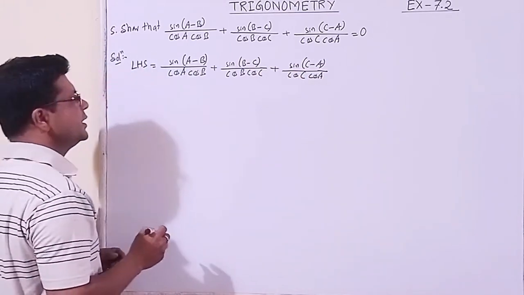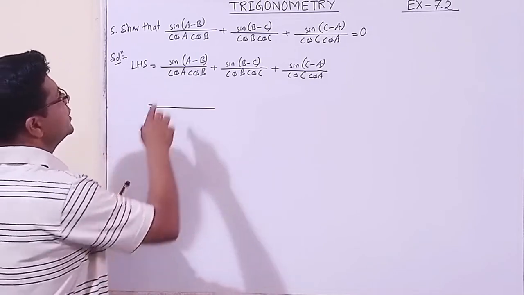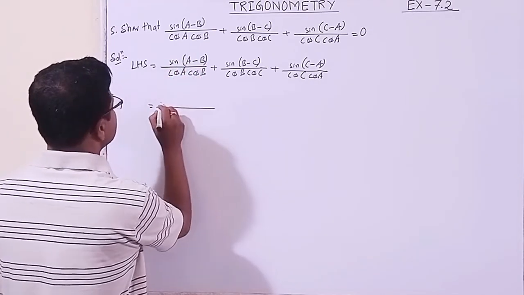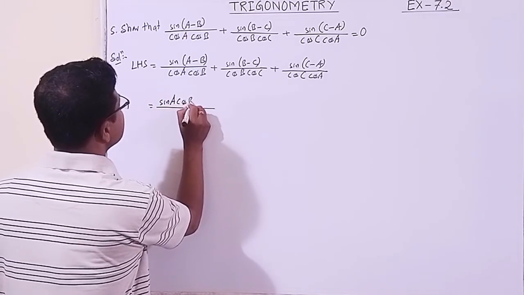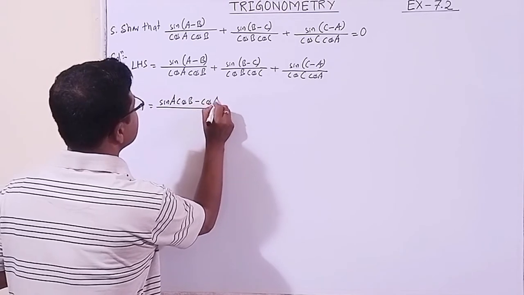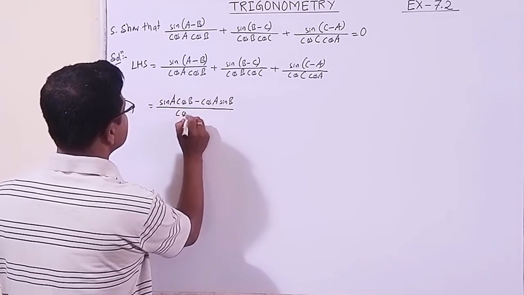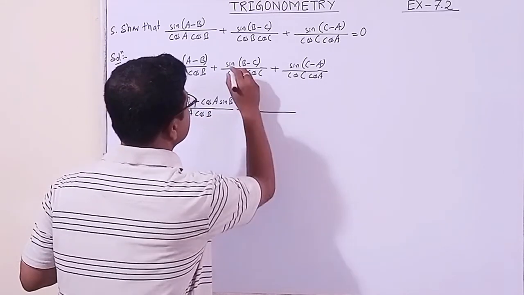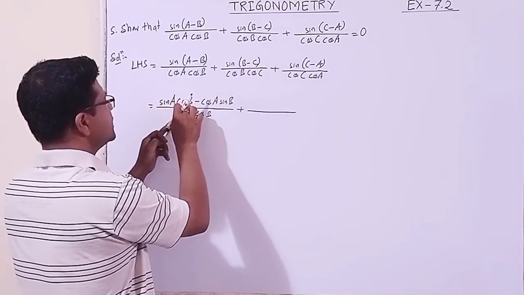We have written the left hand side. Now we shall use the formula sin(a minus b). Let us write the formula. Sin(a minus b) is sin a cos b minus cos a sin b, divided by cos a cos b, plus again sin(b minus c). Same formula, only in place of a we write b, and in place of b we write c.